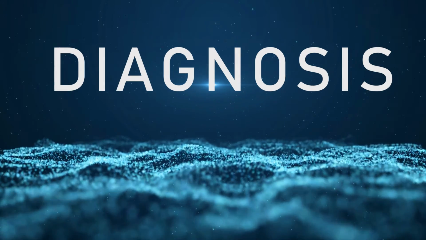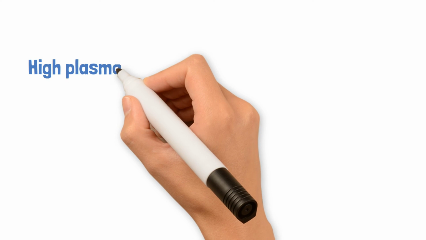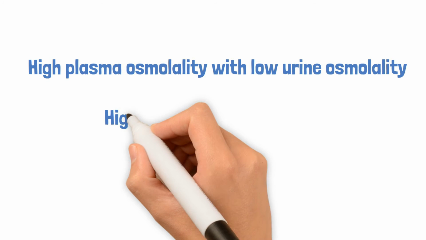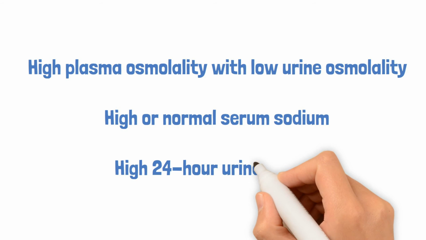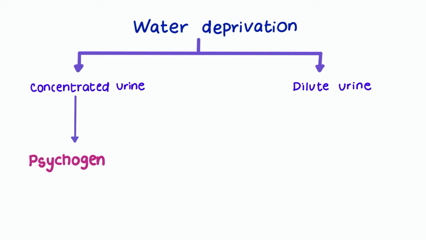So how do we diagnose these patients? These patients will have high plasma osmolality with low urine osmolality, high or normal serum sodium, and high 24-hour urine volume. To identify the cause of polydipsia and polyuria, we can do the water deprivation test. In psychogenic polydipsia or normal renal physiology, restricting water will lead to more concentrated urine. However, in nephrogenic or central diabetes insipidus, the patients will excrete a high volume of inappropriately diluted urine.